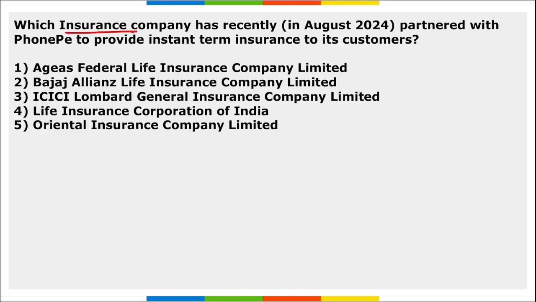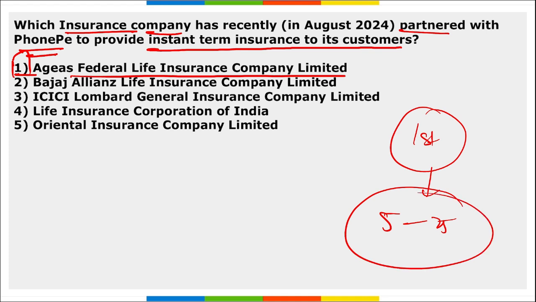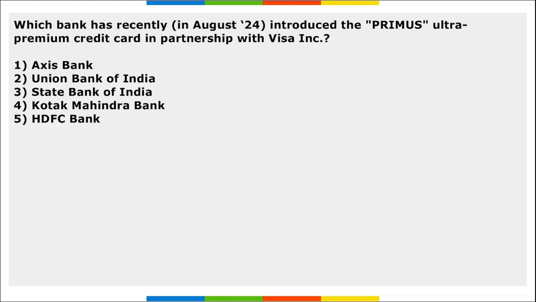Next, which insurance company has partnered with PhonePe to provide instant term insurance to their customers? It is which organization? It is Aga's Federal Life Insurance Company, and they became the first insurer in the industry to offer instant term insurance through the PhonePe platform. The users can select an amount ranging from 5 lakh rupees to 25 lakh rupees and make monthly or yearly payments that begin at 5,000 rupees per year.